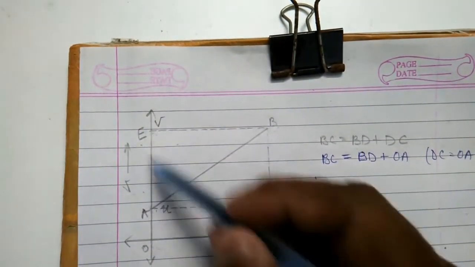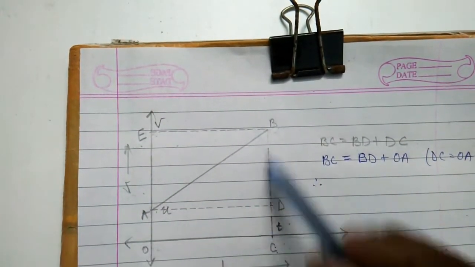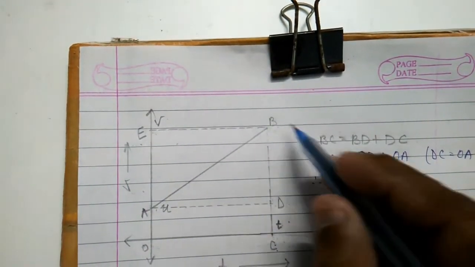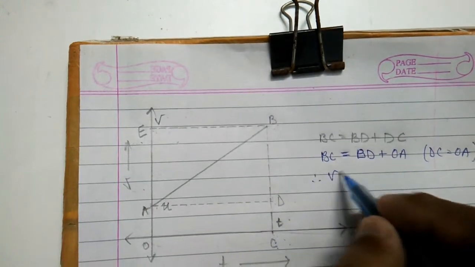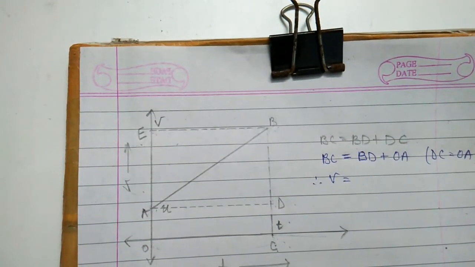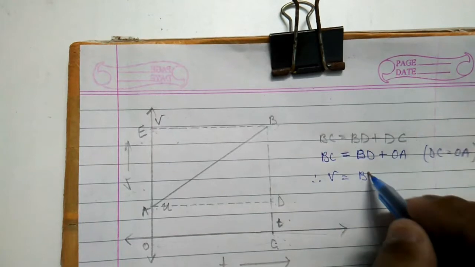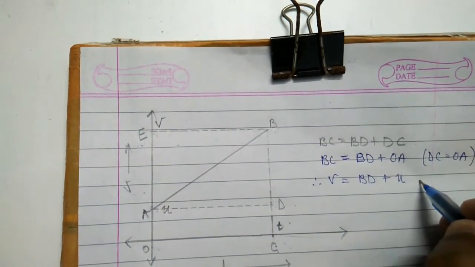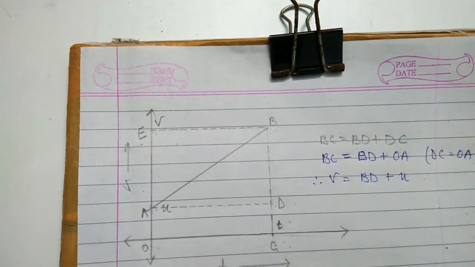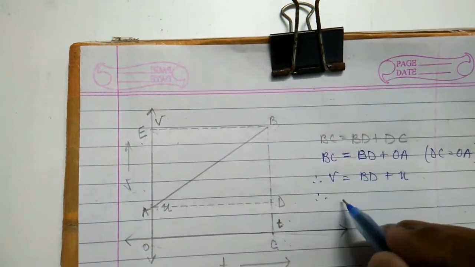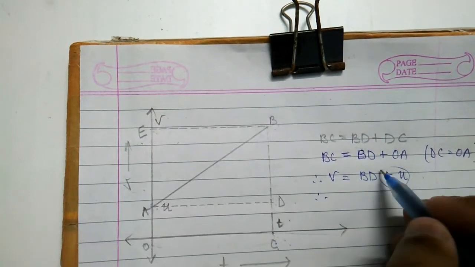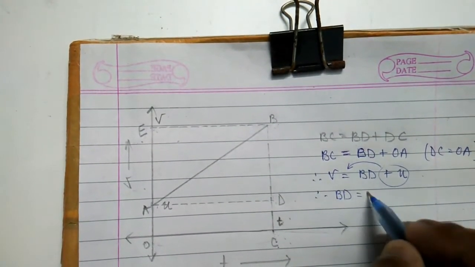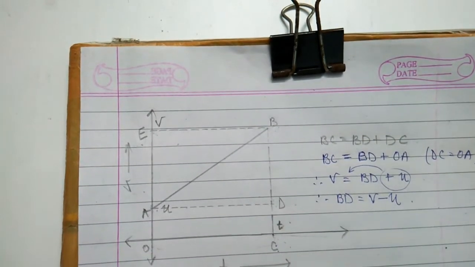BC or OE both are parallel to each other and both are similar in size. So we can write BC is V. It is BD plus OA. OA means U. So this U changes its side. So BD is equal to V minus U.